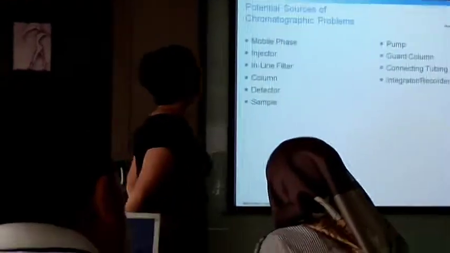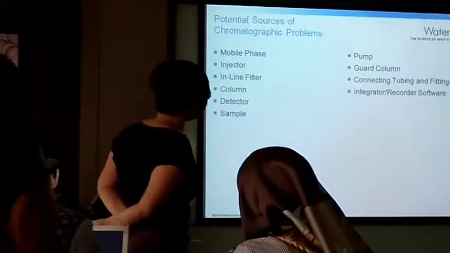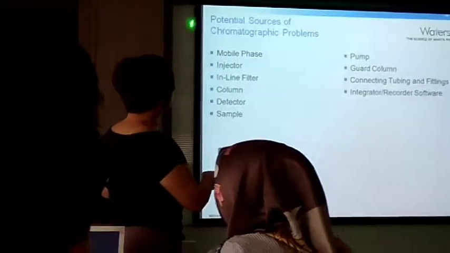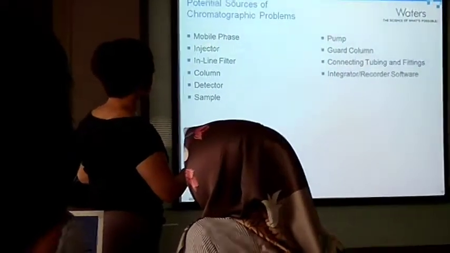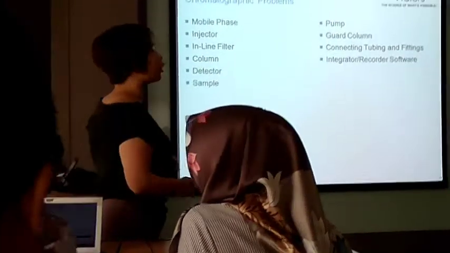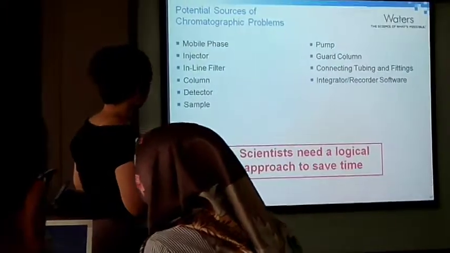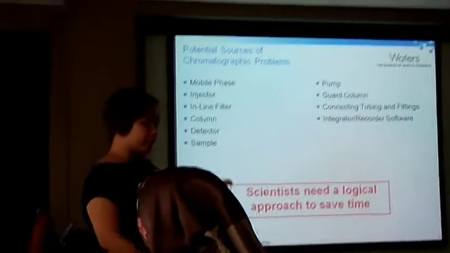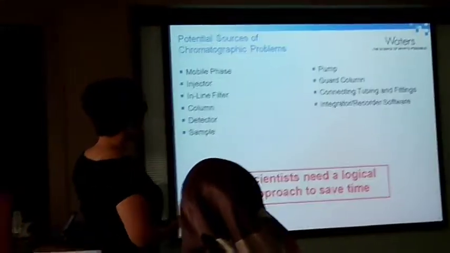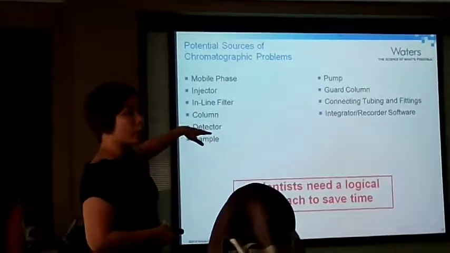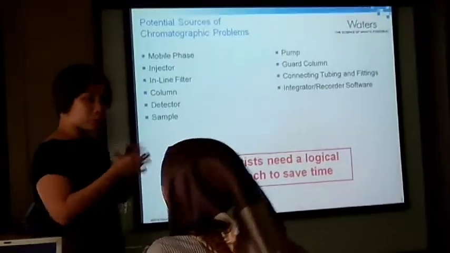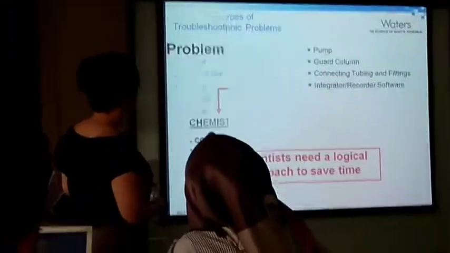So these are the potential sources of problems for your chromatographic system, and namely it may come from your mobile phase, injector, inline filter, columns, detector, sample. Everything can contribute to a problem in the system. So for you guys, you need a very systematic and logical way of troubleshooting the problem, and this is what I'm going to brief you on. How can you logically troubleshoot a problem that you have in a chromatography?